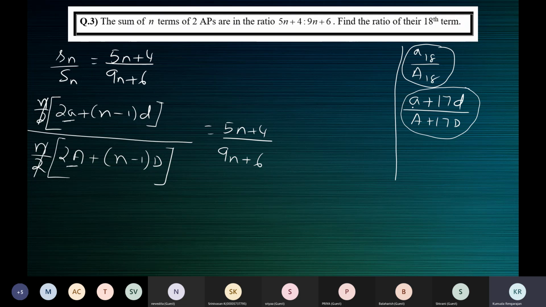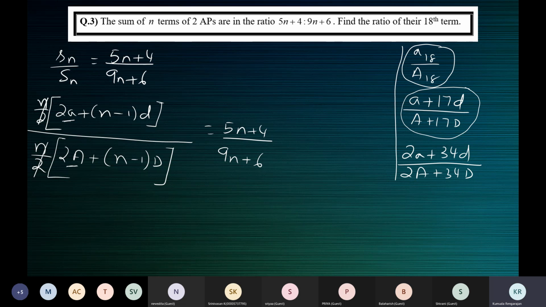We'll multiply the numerator and denominator by 2. So what will that give us? 2a plus 34d by 2a plus 34d. You can get this also, because on taking 2 common, you will still get a plus 17d in the numerator and a plus 17d in the denominator.